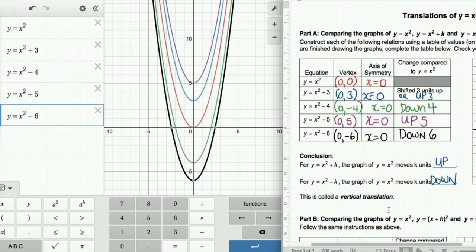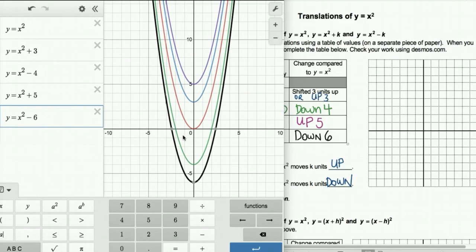The proper terminology here is that there was a vertical translation. So for this last one here, you would say there was a vertical translation down by 6. For the second to last one, the purple here, there was a vertical translation up by 5. But again, I'm okay if you just say up and down, just describe it, that's fine.